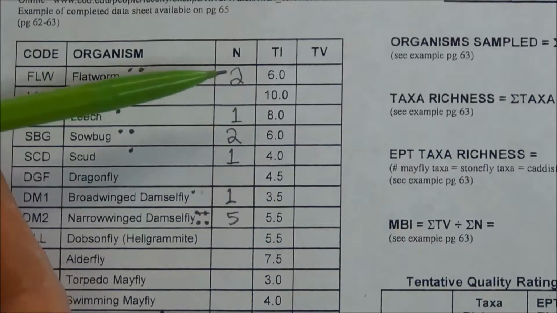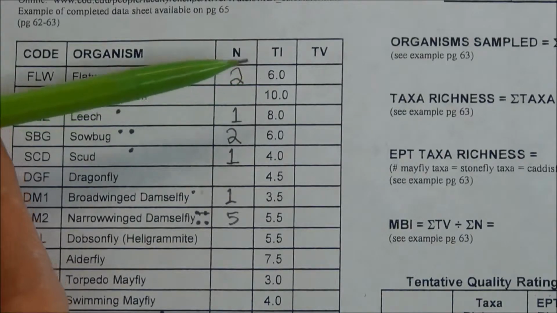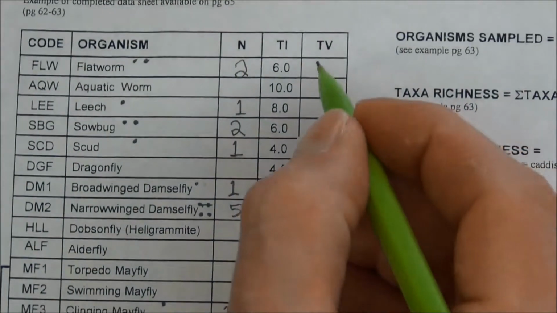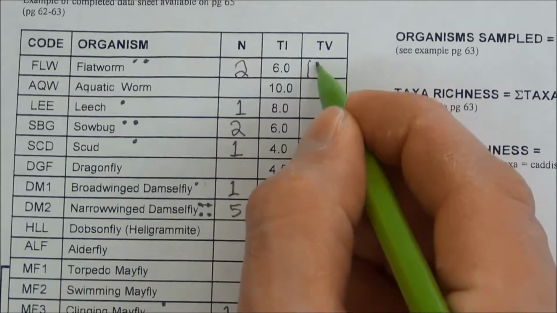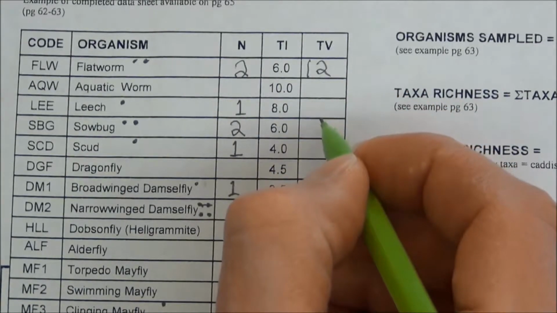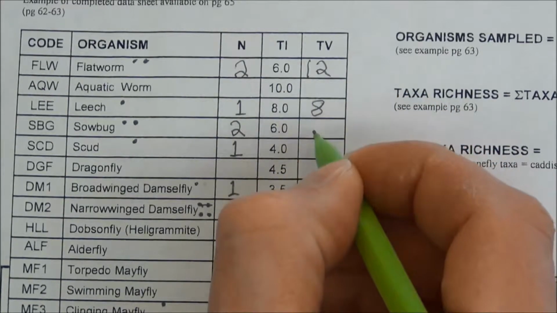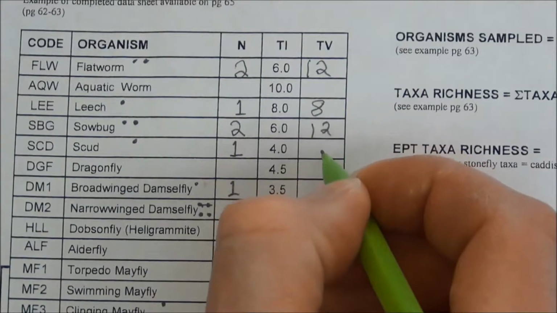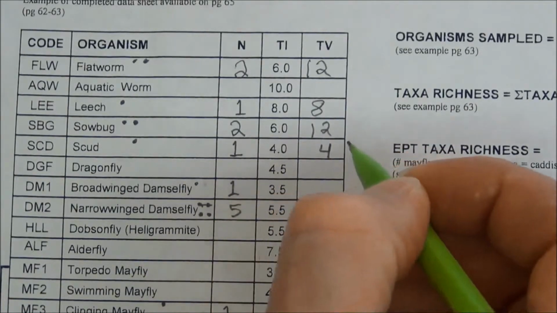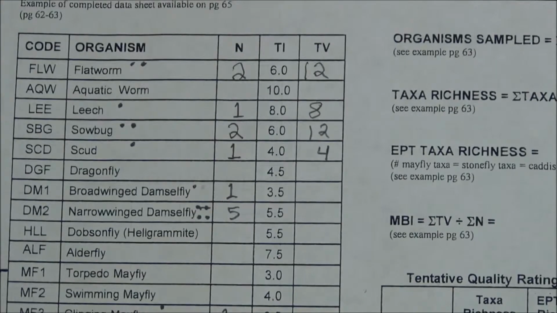So you'll multiply across. So 2 times 6 is 12. You just write that in this column right here. 1 times 8 is 8. 2 times 6 is 12. 1 times 4 is 4. And so forth until you go all the way down your data sheet.